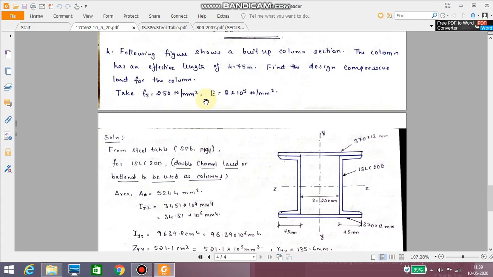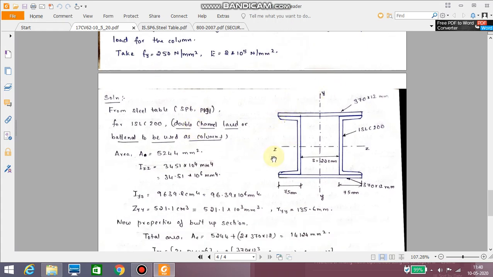Take Fy equal to 250, E equal to 2 into 10 raised to 5 Newton per millimeter square. E will be used only if we are going with the second method, which we have seen in the first problem. Okay, so this is the problem given.